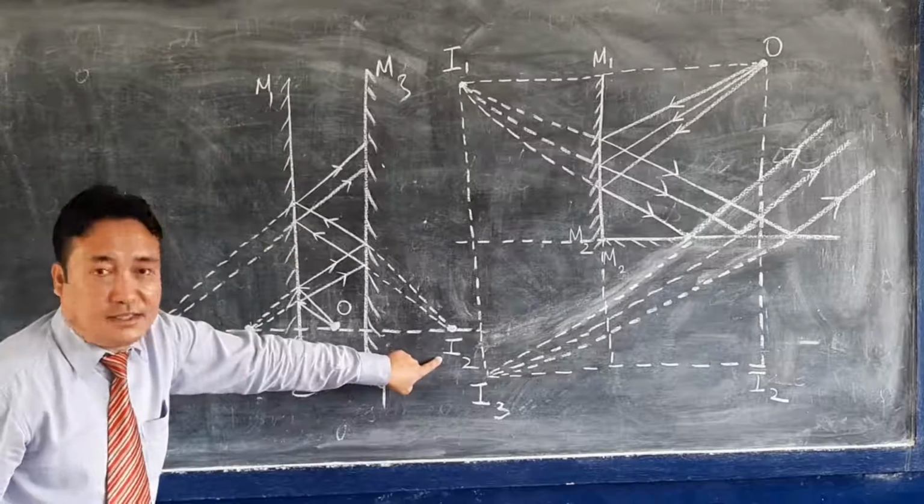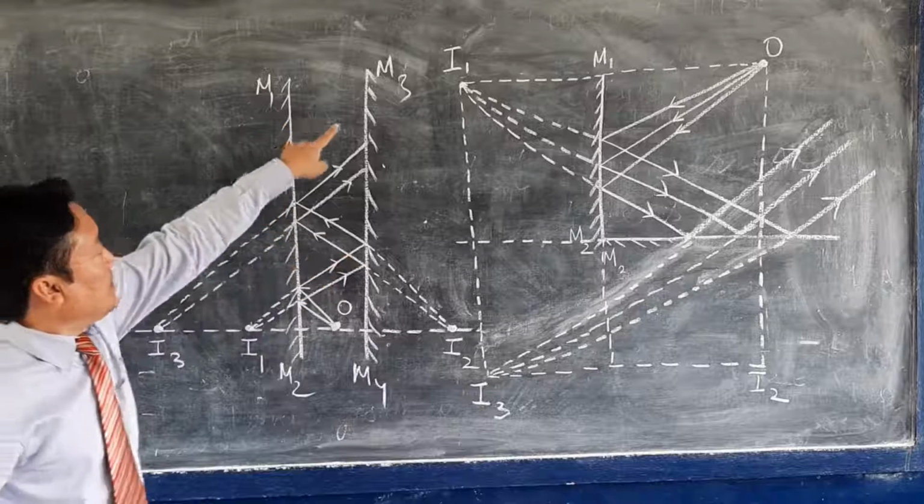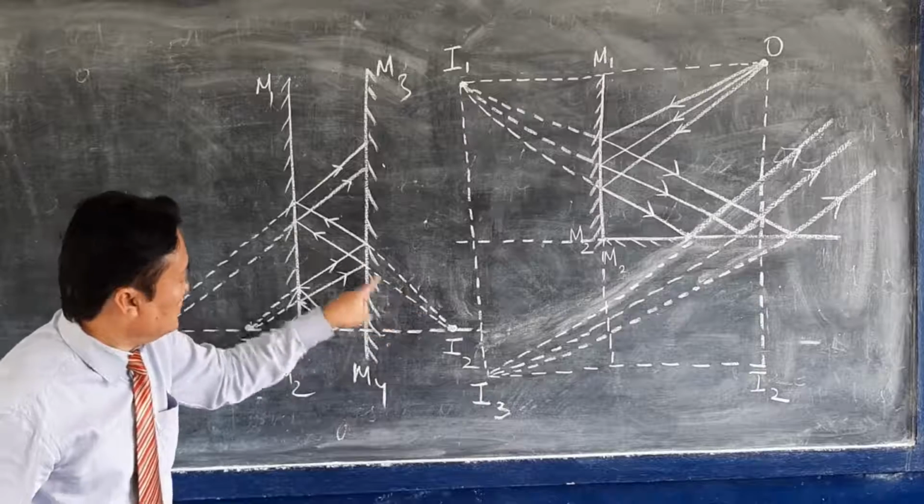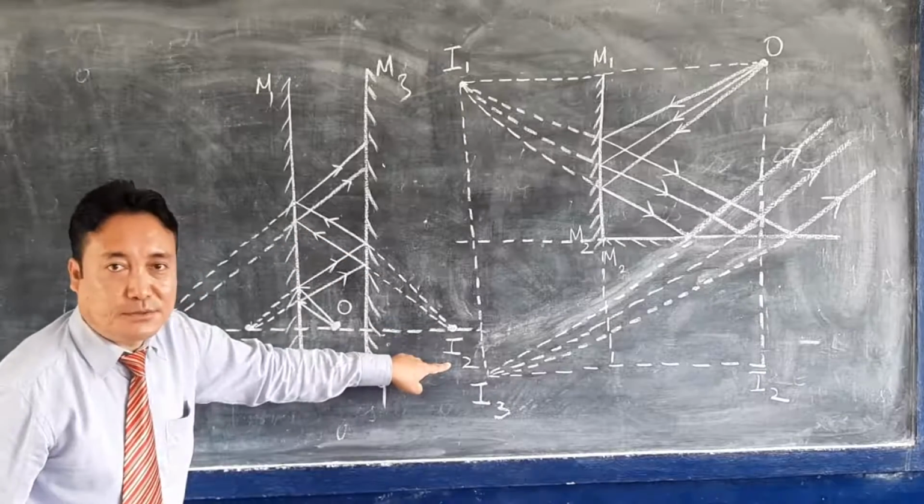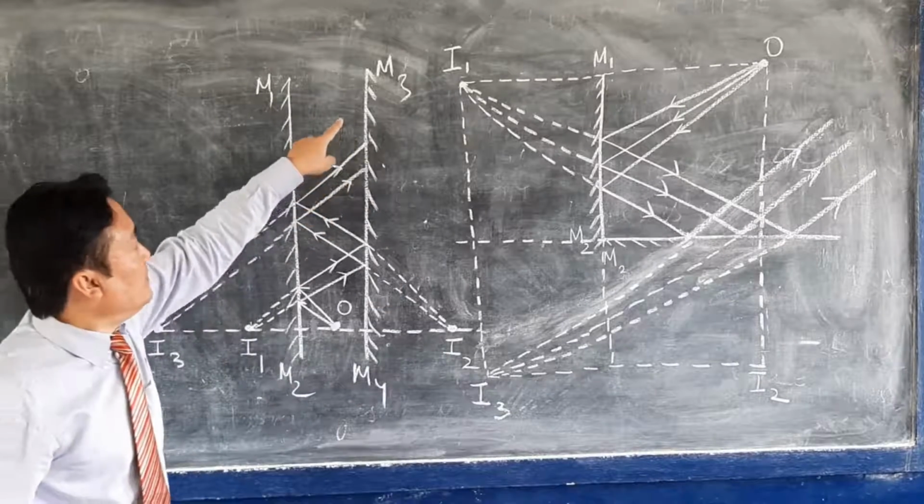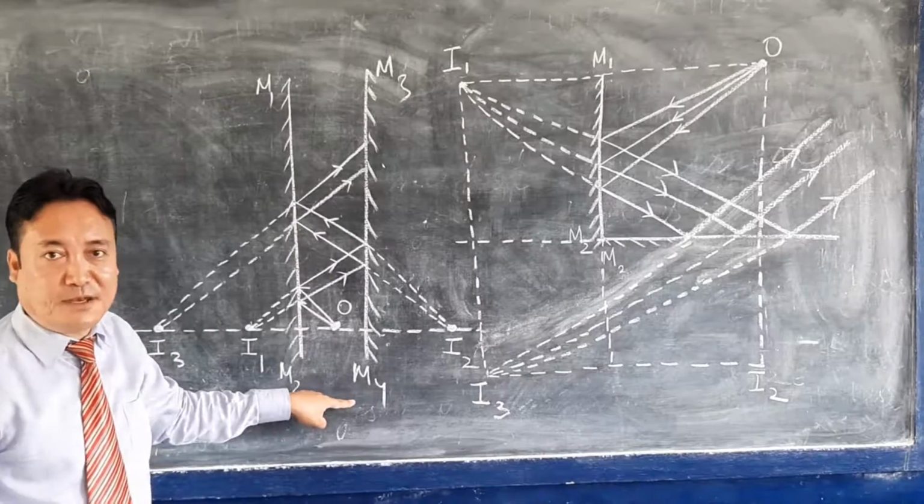Again, the second image is here, I2. This image is formed by the reflection of M3 and M4. Look at this, M3 and M4, this is the reflected ray. These are produced backward, and this is I2. So this I2 is the image formed by the direct reflection of M3 and M4.